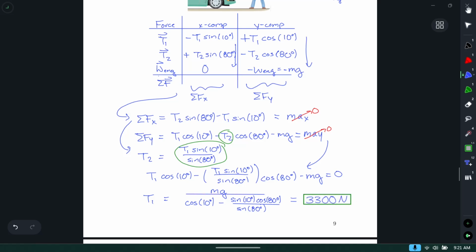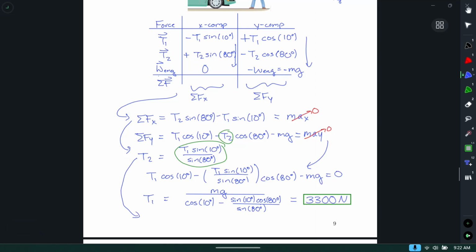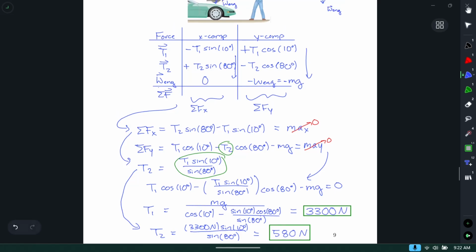And then we can take that and put it back into our expression for T2 from up above, because now we know T1's 3,300. And we should get for T2 about 580 newtons. That's really it for the problem. Let's just sort of come back and interpret a little bit.